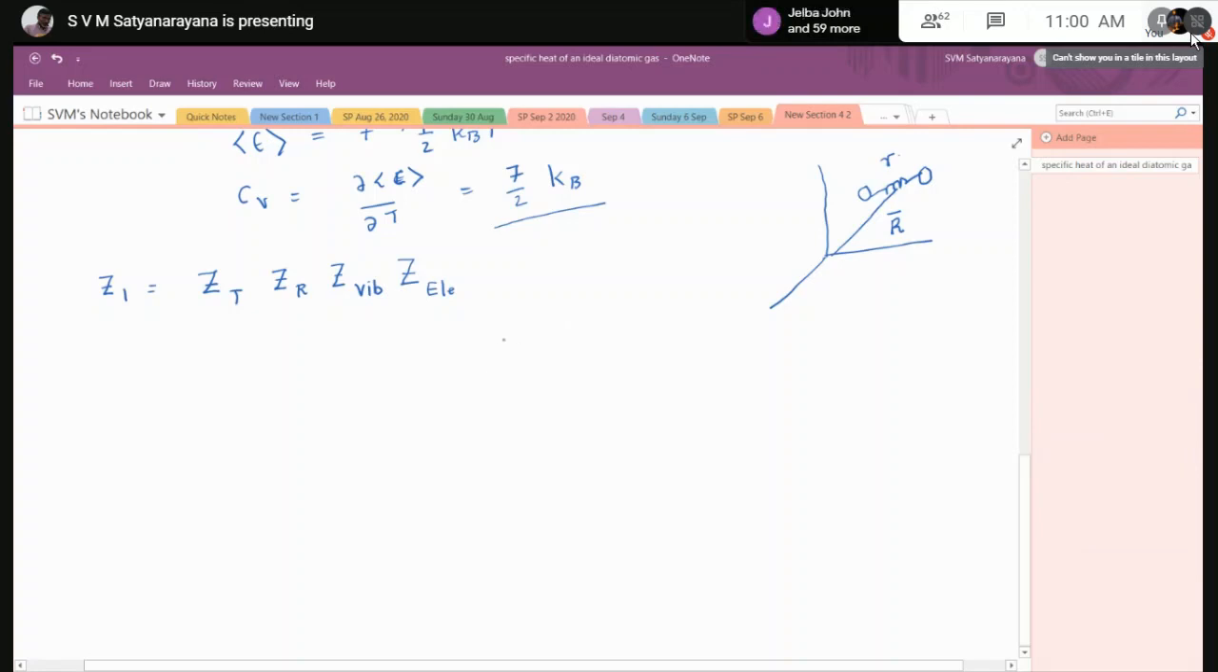Then we can forget about this. That means the thermal energies involved are not high enough to cause electronic excitation.